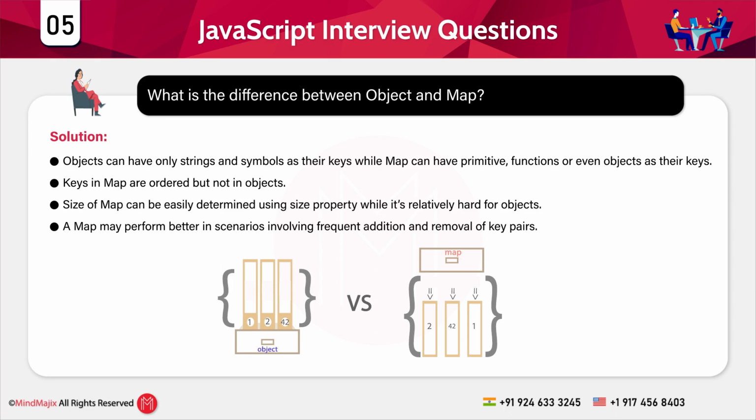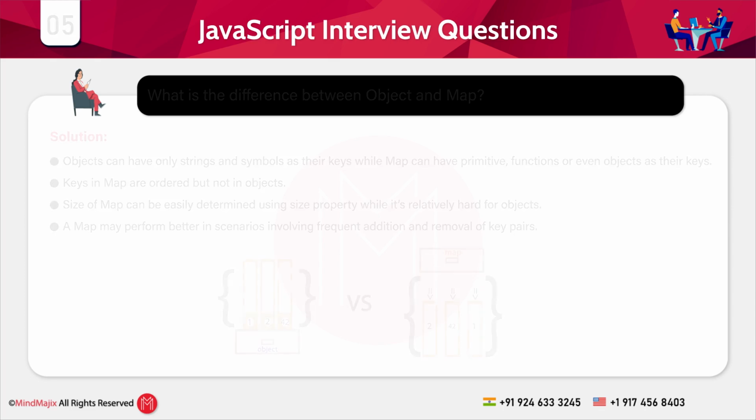The size of a map can be easily determined using the size property, while it's relatively hard for objects. So for objects, we cannot easily determine the size. A map may perform better in scenarios involving frequent additions and removals of key pairs.